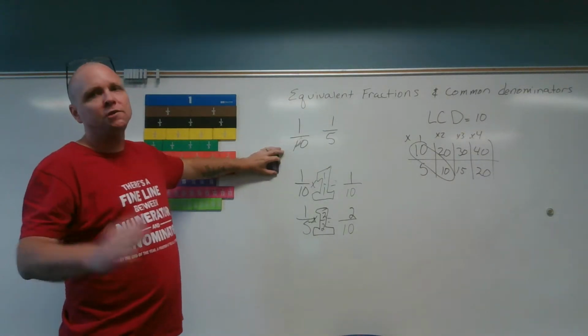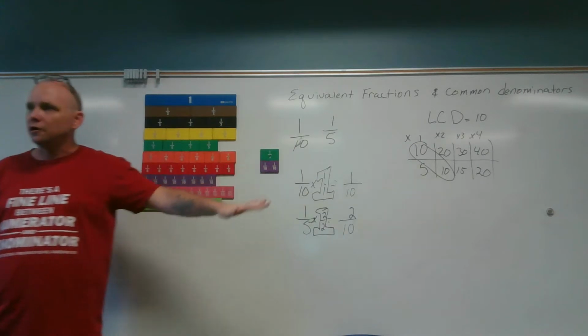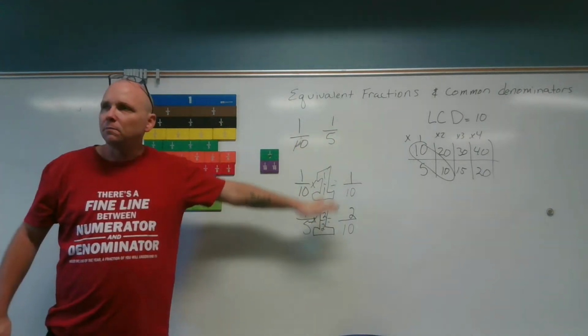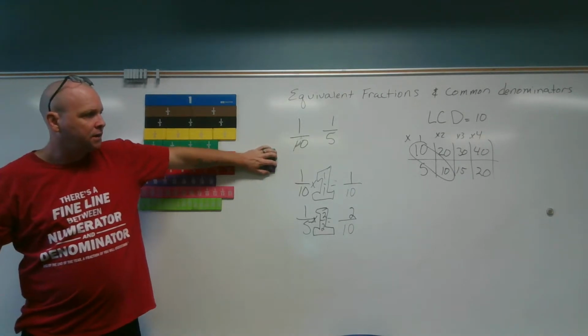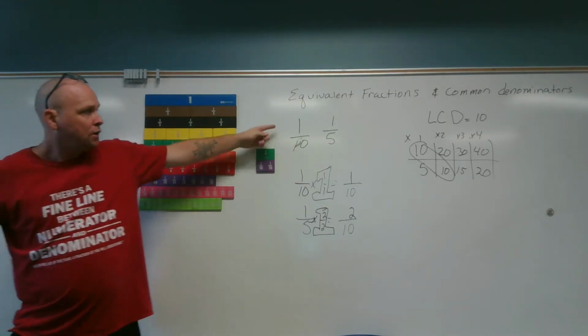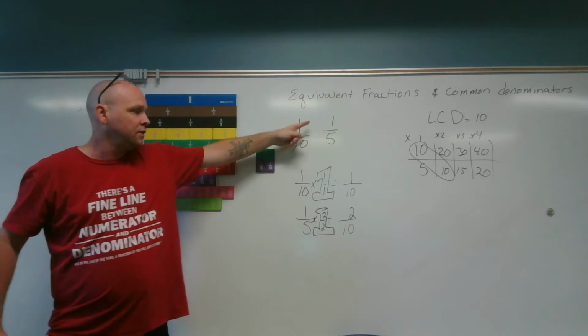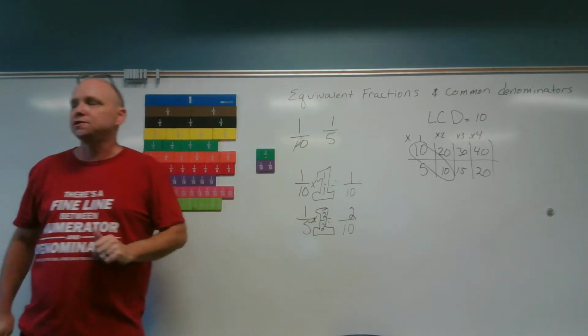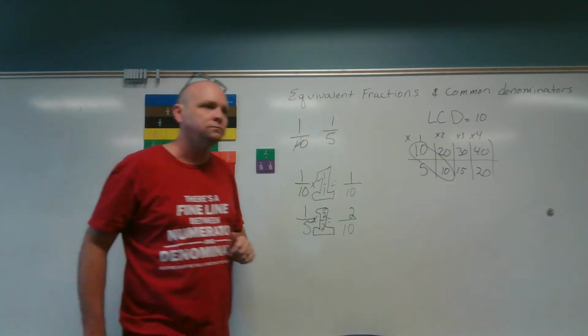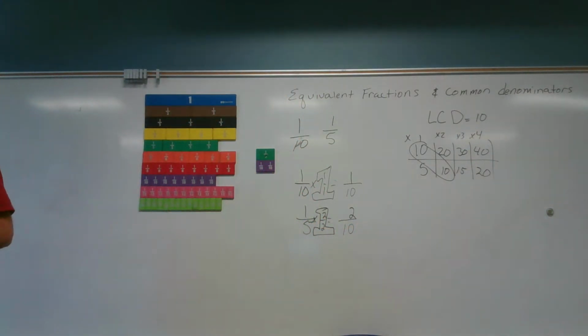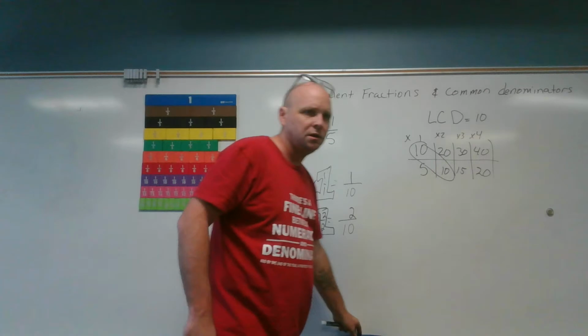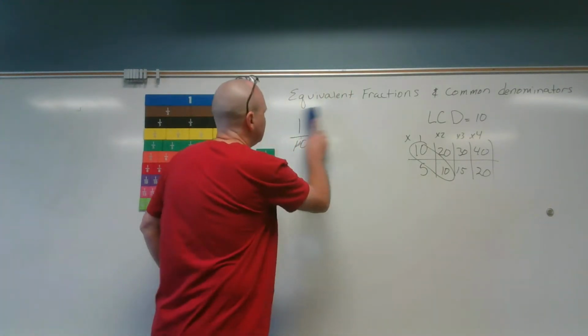Same value. Just like when we simplified fractions earlier, we divided by a fraction that equals 1. It's the same thing. So now I've changed 1/10 is equivalent to 1/10. 1/5 is equivalent to 2/10. Fairly simple. Fairly straightforward. Fairly easy. Let's look at one more.